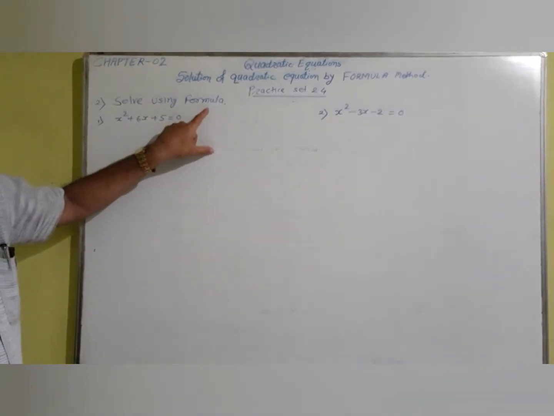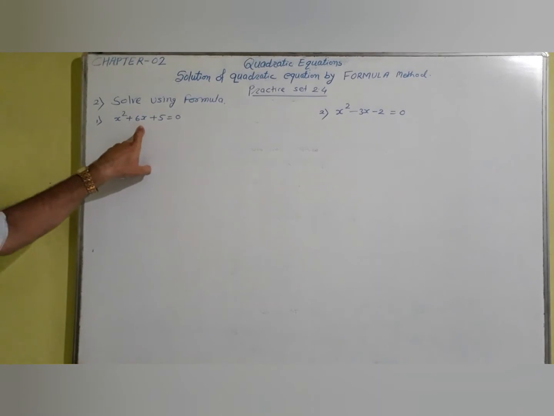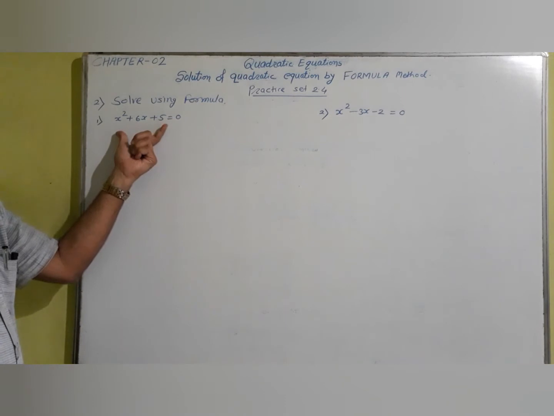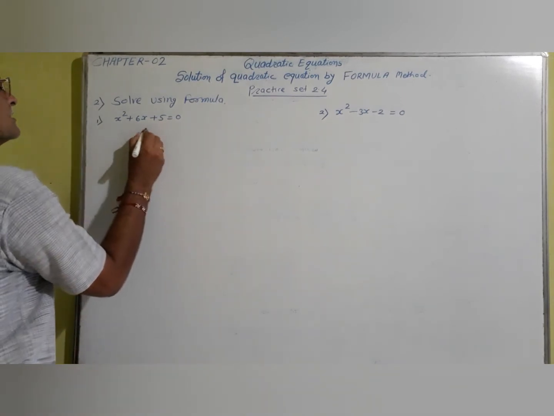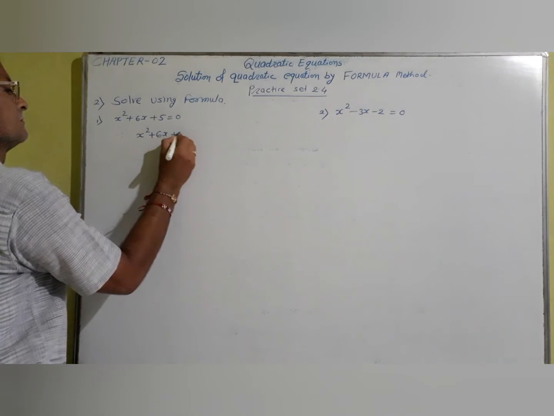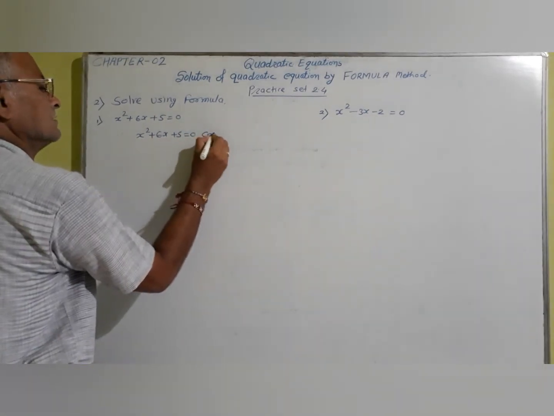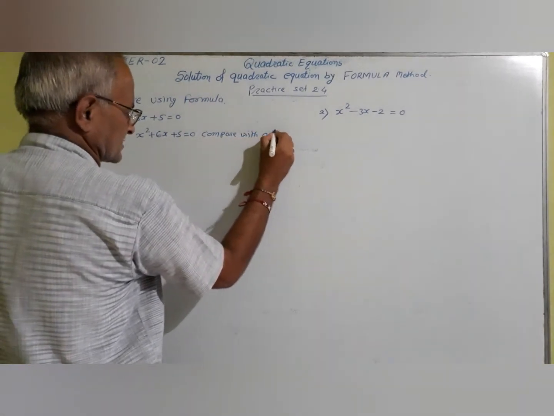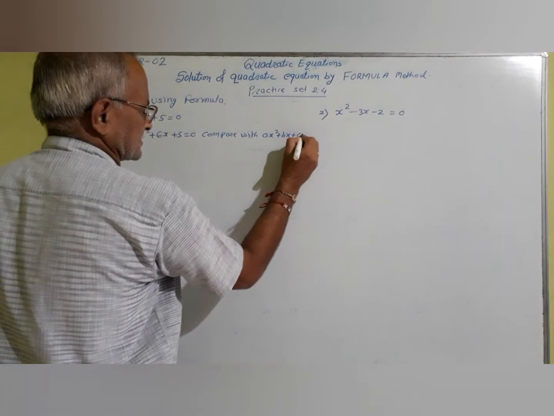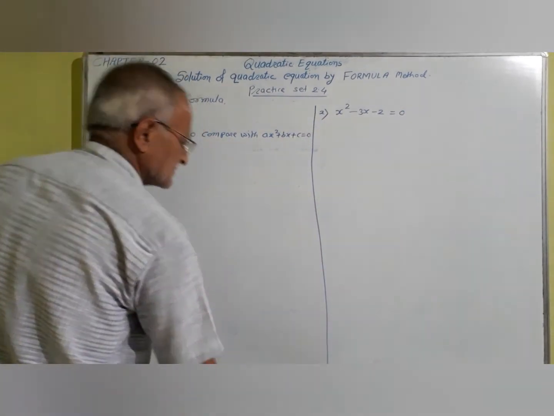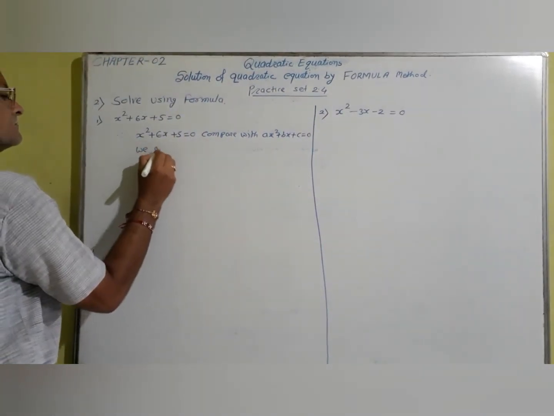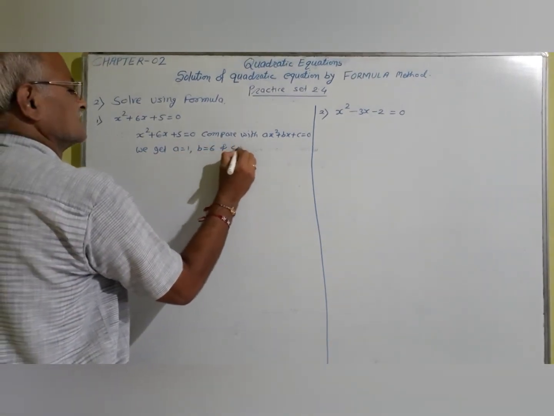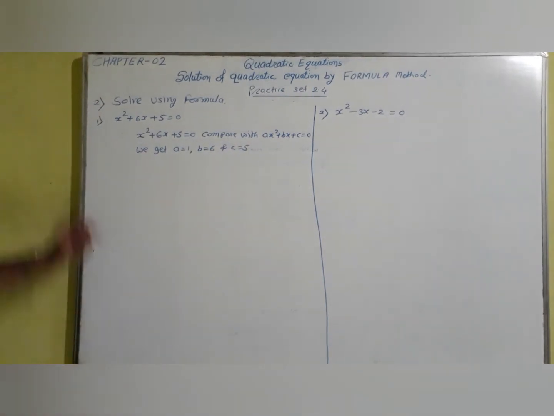Solve using formula x square plus 6x plus 5 is equal to 0. This quadratic equation is in the standard form and therefore we write it as x square plus 6x plus 5 is equal to 0. Compare with ax square plus bx plus c is equal to 0. We get a is equal to 1, b is equal to 6 and c is equal to 5. This is our first step.